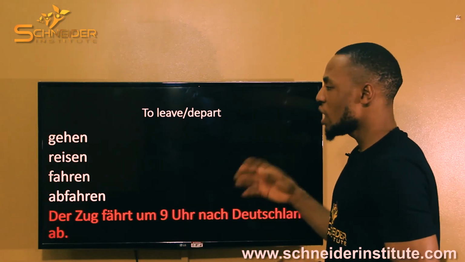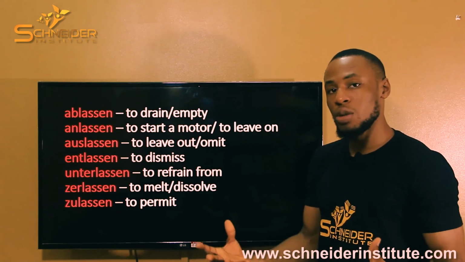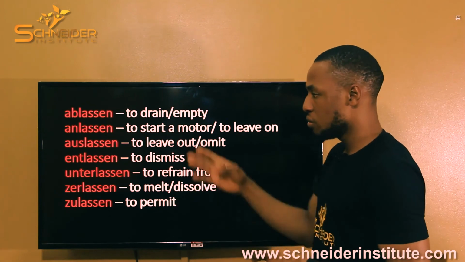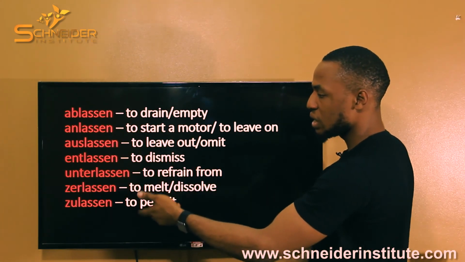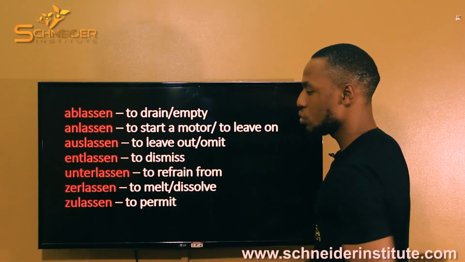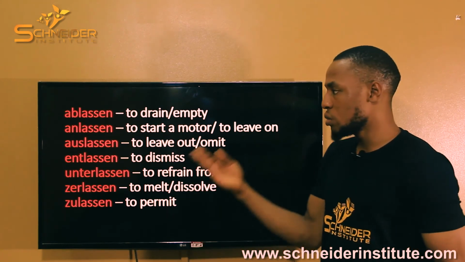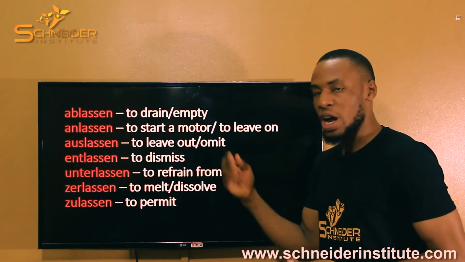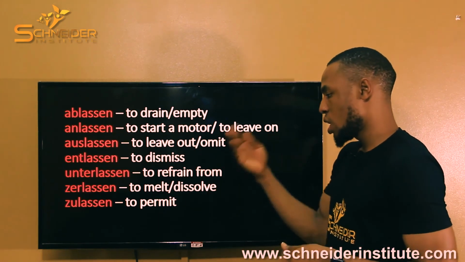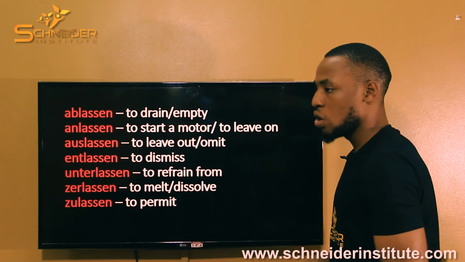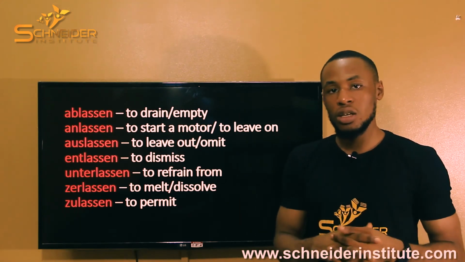All right. Now the next we'll have a list of verbs, separable and inseparable verbs that have to do with lassen as a verb. We'll have ablassen, anlassen, auslassen, entlassen, unterlassen, verlassen, and zulassen. These are other verbs I thought you should know. So you can simply learn or memorize these verbs because you're likely going to need them when making sentences in German, as you can see here on the board. Okay, so I believe I've been able to explain the verb lassen to some extent.